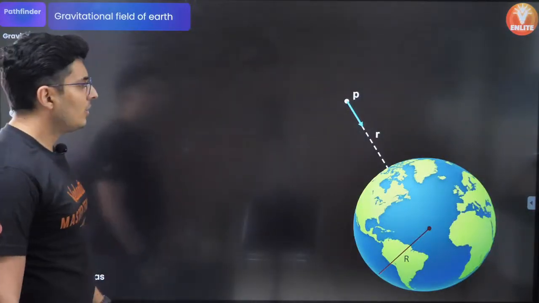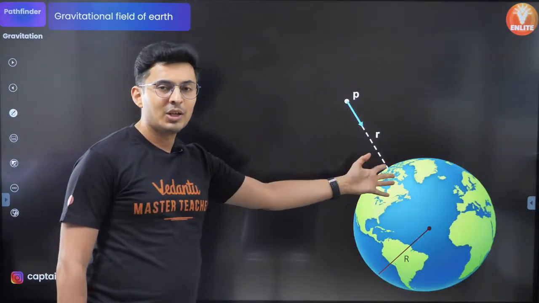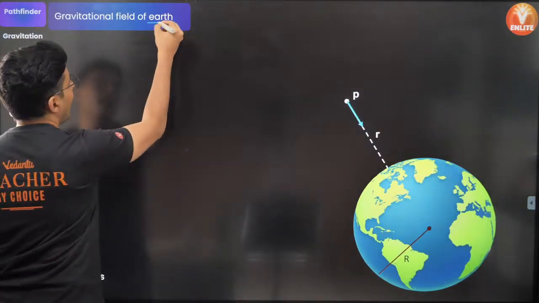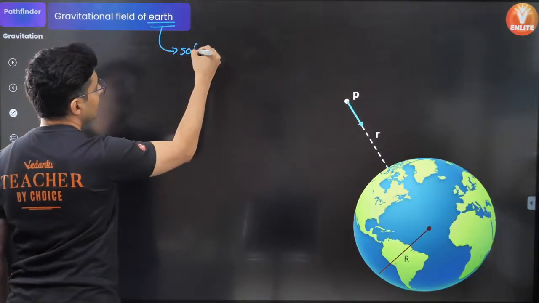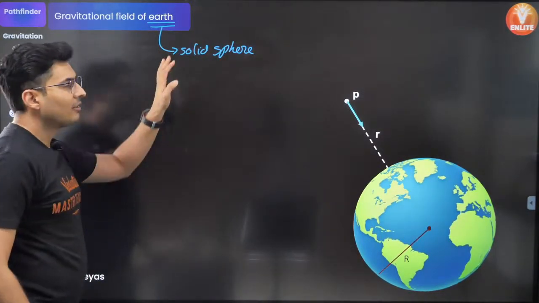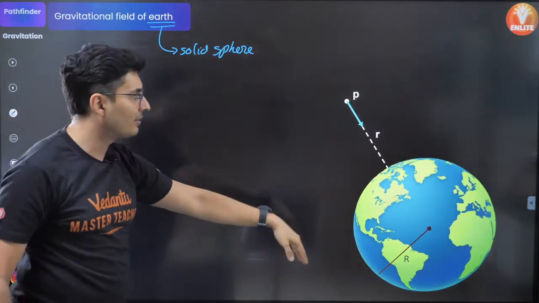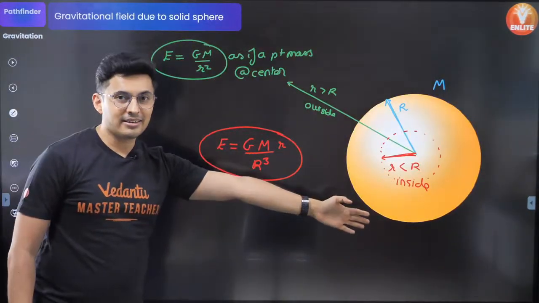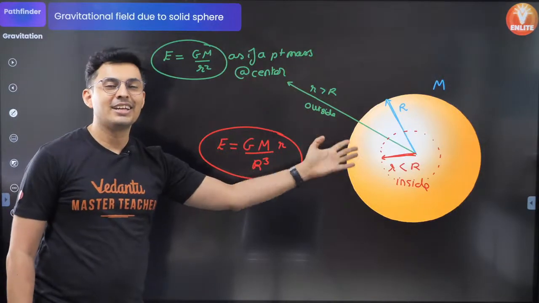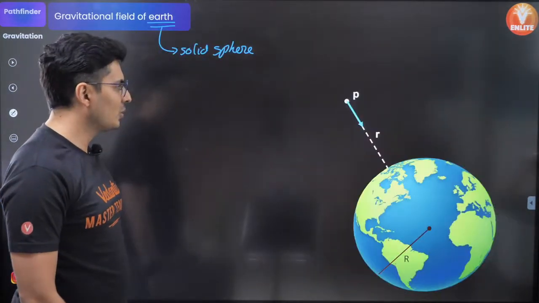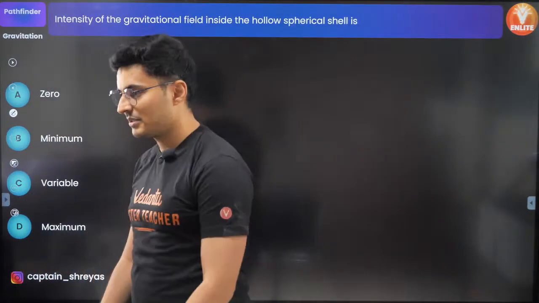Now, Earth is a solid sphere. So you can take the Earth as a solid sphere, and the calculations of the field will be very much similar, whether you are outside or inside, to that of a solid sphere right over here. So you don't need anything more, anything less. Is that clear, guys? So let's start solving some questions based on the field formulas.